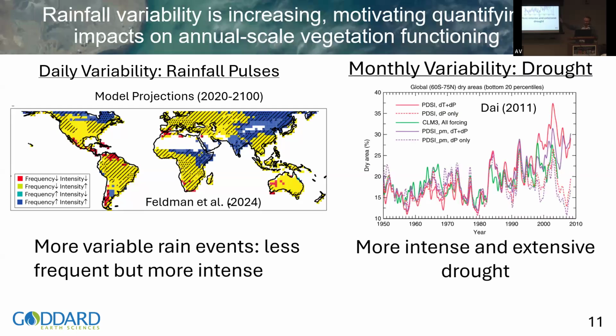And then, of course, drought variability, pretty much everywhere we're seeing more intense and extensive drought. So subseasonal rainfall totals, if we have a drought anomaly, it's typically larger if we see it.